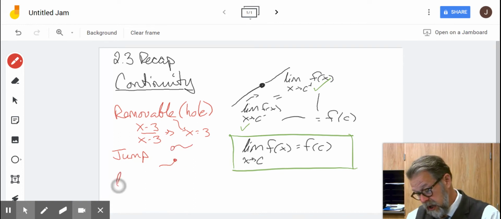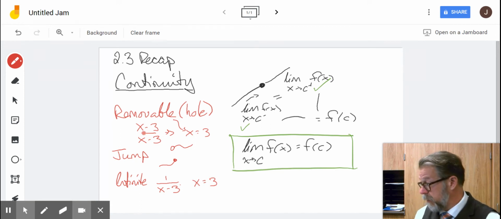And there is an infinite discontinuity. Thinking about it algebraically, if I saw 1 over (x minus 3) in an equation, I would know that there was a vertical asymptote at x equals 3. So those are pretty important concepts right there.